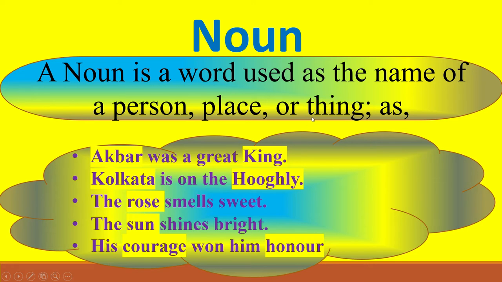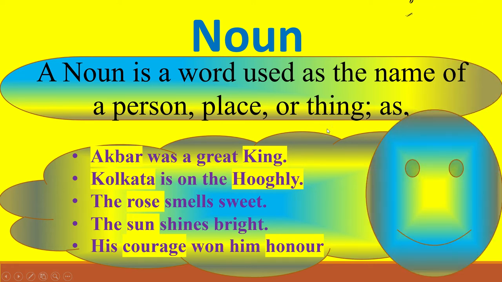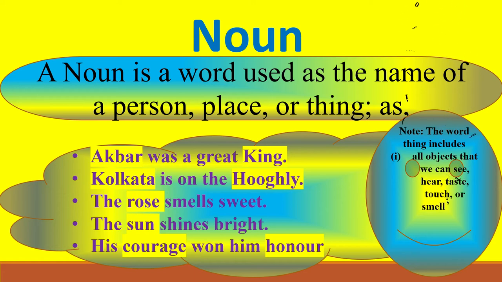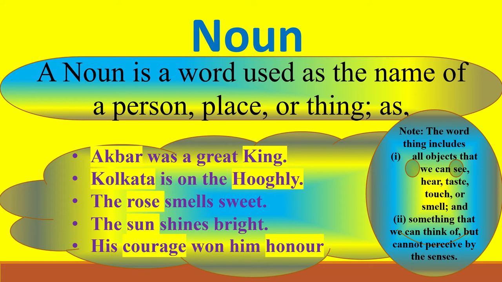So one thing here is the word thing. Thing includes, look there, all objects that we can see, hear, taste, touch, or smell, and something that we can think of but cannot perceive by the senses. So here thing includes all things, like courage, we cannot touch it, it can be felt. Honor, we cannot touch it, it can be felt. Right? So the names of these are also said to be nouns. Understand? So let us see.